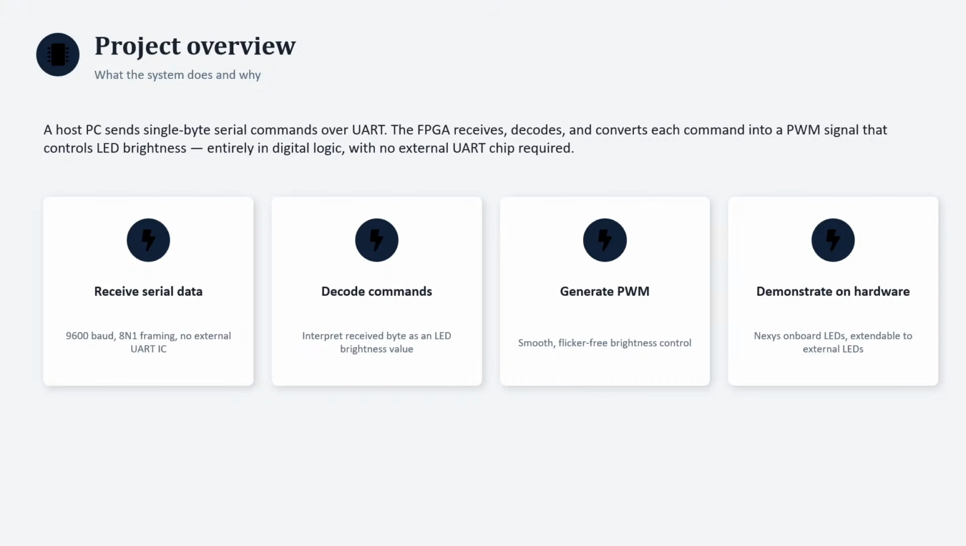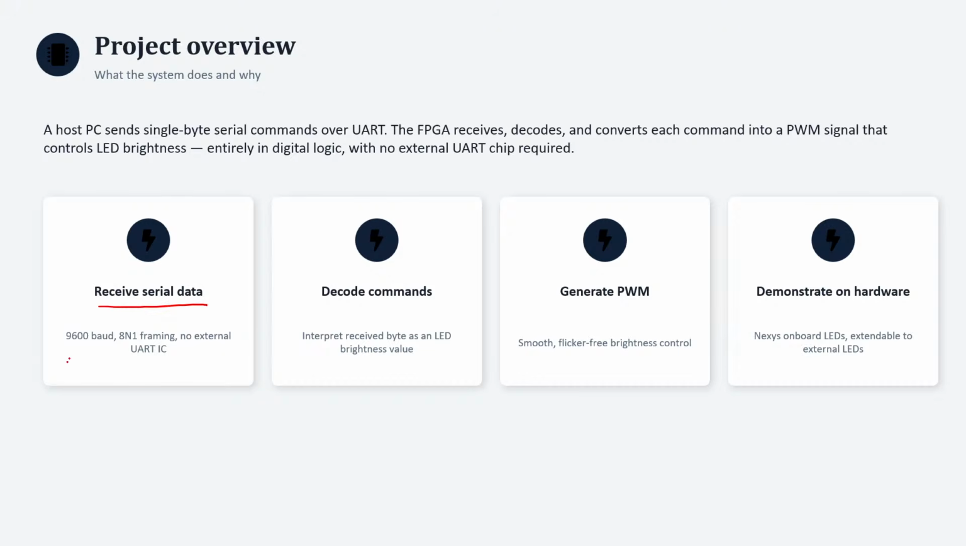So basically, the project overview is that we are going to have a host PC which is going to send single byte serial commands over UART, and the FPGA is going to receive them, decode them, and convert that particular command into a PWM signal that is going to control our LED brightness. That is the entire overview of the project, but we discussed it in great detail in the previous sessions, right?